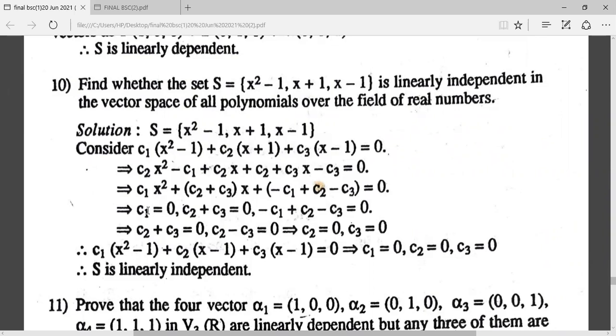Next, you have got one value, C1 equals 0. Substitute it in the last equation. In the last equation, C1 is 0, so substitute. You will get C2 plus C3 equals 0 as one equation. C2 minus C3 is 0, because C1 is 0, substitute. You will get C2 minus C3 equal to 0.